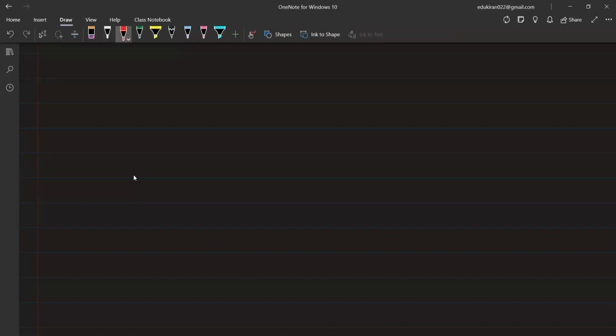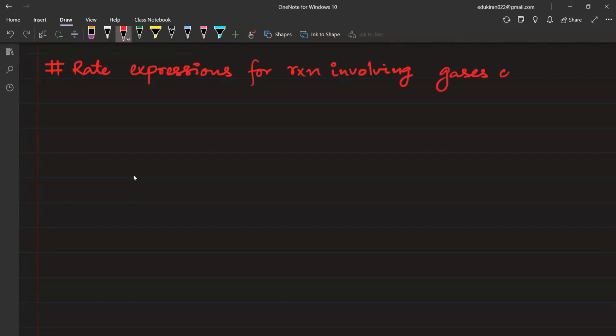यहाँ पे आप टॉपिक डालिएगा। Rate expressions for reaction involving gases only. ठीक है, सिर्फ और सिर्फ क्या रहेगा, जब गैस रहेगा, then how we are going to deal with them, right?